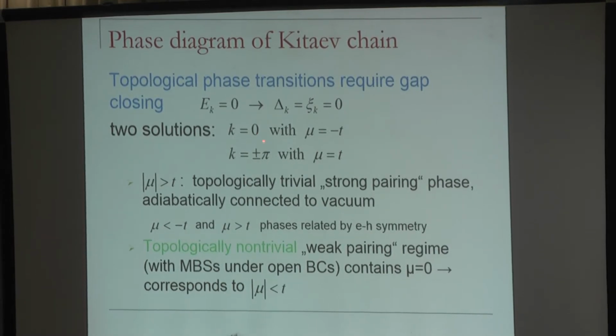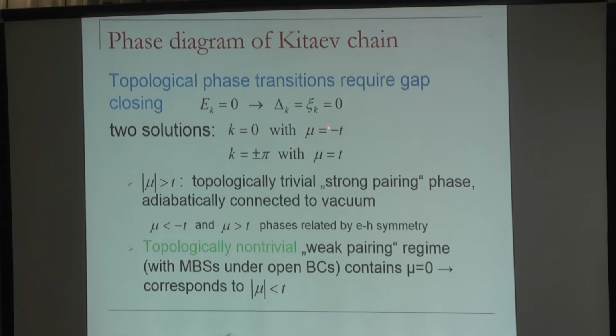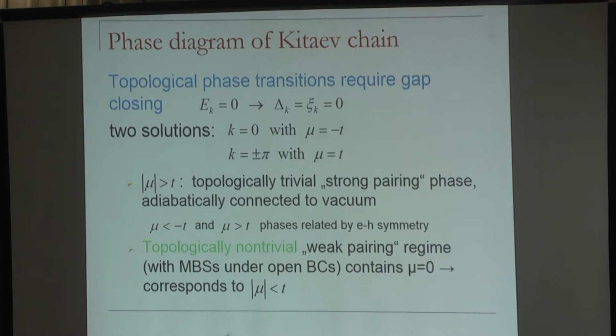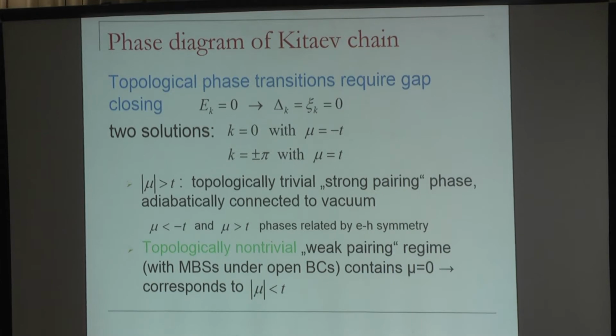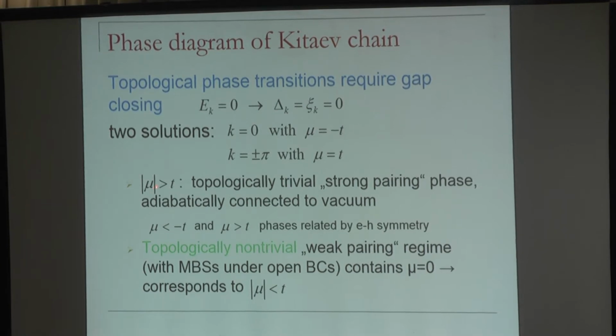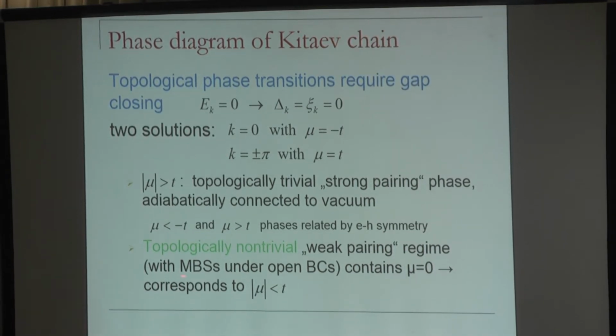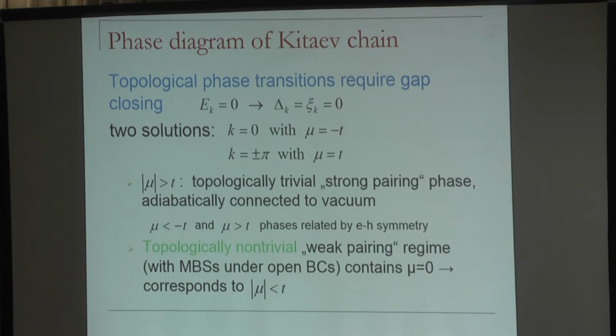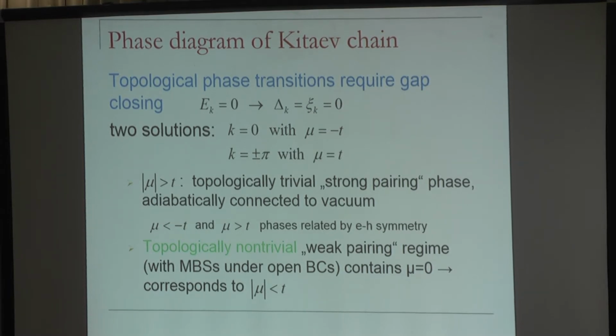Either it can vanish in the center of the Brillouin zone if mu is equal to -t, or it can vanish at the boundary of the Brillouin zone when mu is equal to t. Yeah? And that means we have basically a topologically trivial phase when the absolute value of mu is bigger than t, and this topologically non-trivial regime when mu is small, absolute value less than t. And this is the regime where you get Majorana states when you cut the chain.